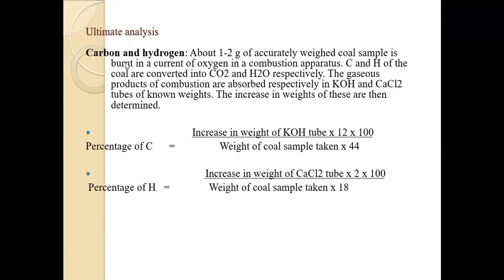These are the formulas that are used. The percentage of carbon is calculated as increase in weight of potassium hydroxide tube into 12 into 100, by weight of the coal sample taken into 44. Here 12 is the molecular weight of carbon, and 44 is that of carbon dioxide. And the percentage of hydrogen is calculated using the formula: increase in weight of calcium chloride tube into 2 into 100, by weight of coal sample into 18, where 2 is the molecular weight of hydrogen.